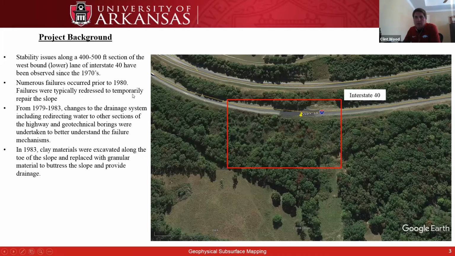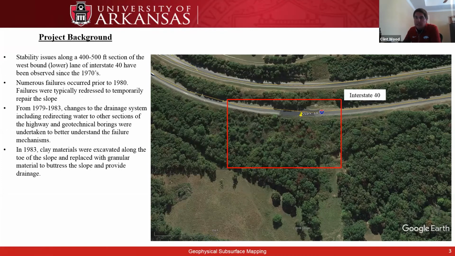Over the years, up to the 1980s, they were redressing the slope to try to repair it. Then a drainage system in the early 80s was modified to try to get the water away from the slope, with both surface drainage and subsurface drainage, moving the water away from the area that is causing the failure of this slope. And in 1983, they excavated clay materials along the toe of the slope and replaced them with granular material to try to buttress the slope. These are common things that are done for these particular slides to try to address them in a relatively inexpensive way.